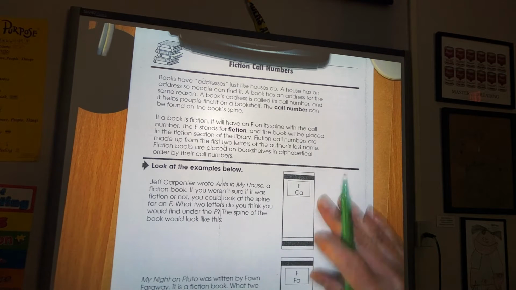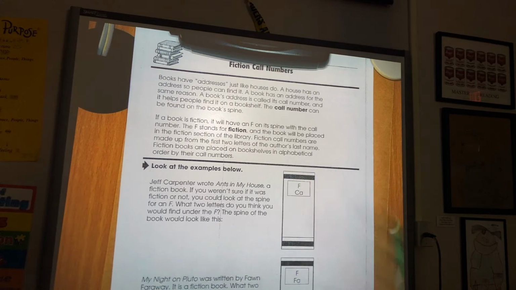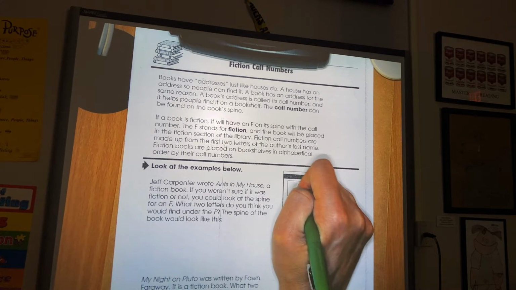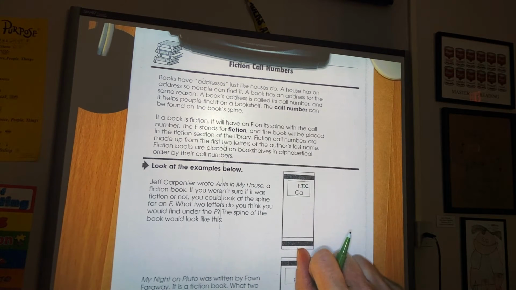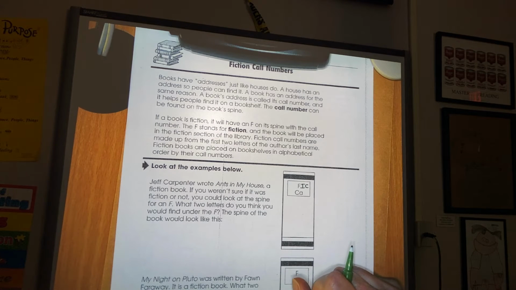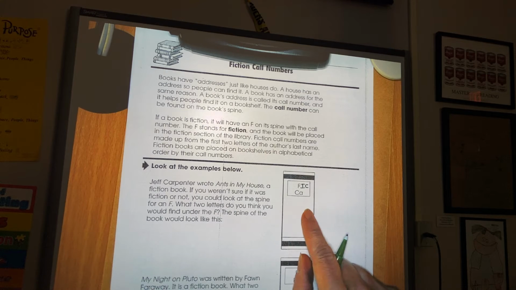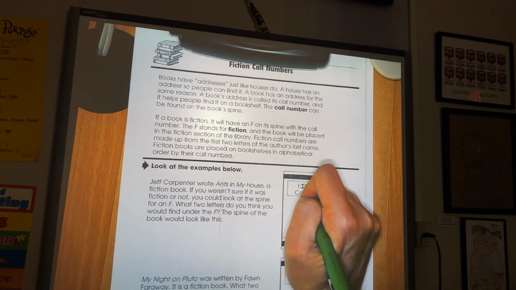So we have 2 examples below. And normally in our library, we would have F-I-C all in capital letters, but today it's going to just be in lowercase. And we see that Jeff Carpenter wrote Ants in My House, a fiction book. If you weren't sure if it was fiction or not, you could look at the spine for an F or F-I-C. What 2 letters do you think you would find under the F? The spine of the book would look like this. So we would have F-I-C and then C-A, and in our library we would put an R.